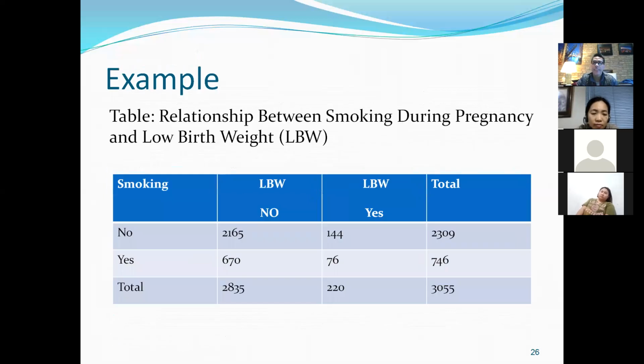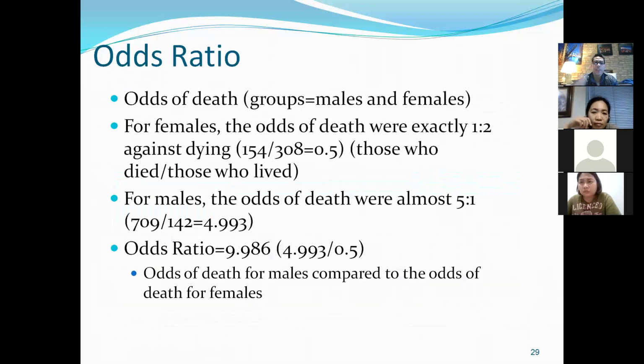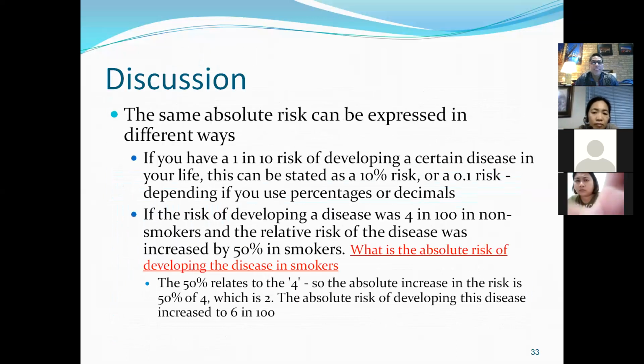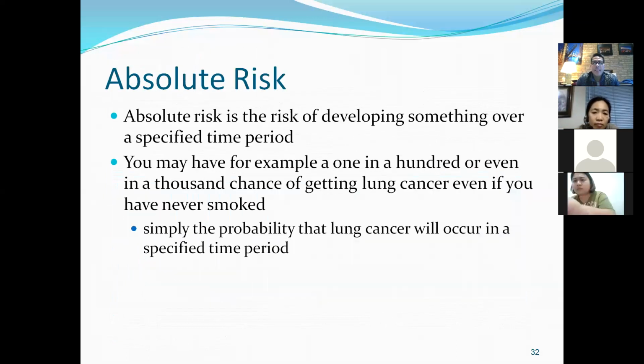So I'm gonna skip these examples for you to just do at home. Now, the absolute risk is the risk of developing something over a specified time period. This is not very often talked about in the news. Absolute risk is very specific to the probability that a certain disease will occur in a specified time period. So that's what you call absolute risk.